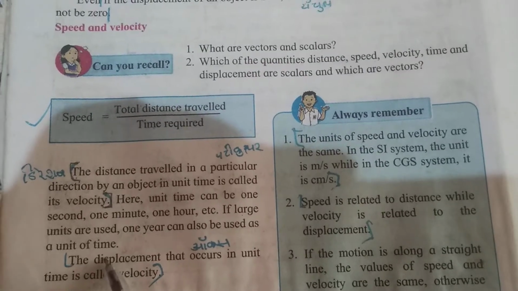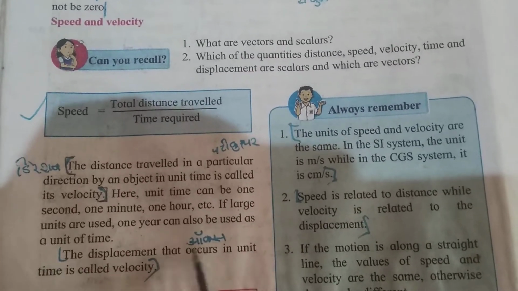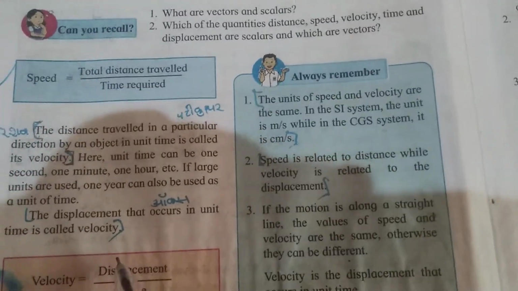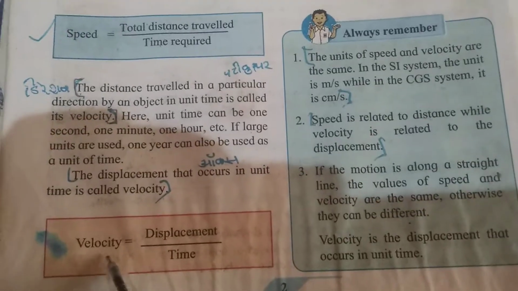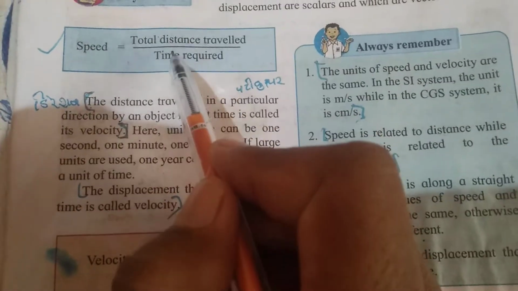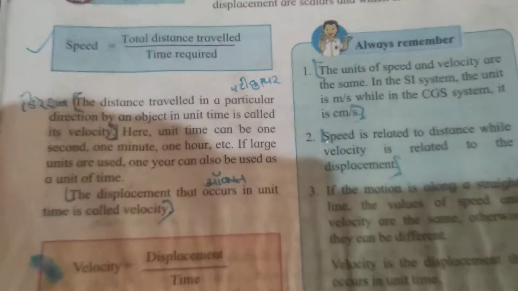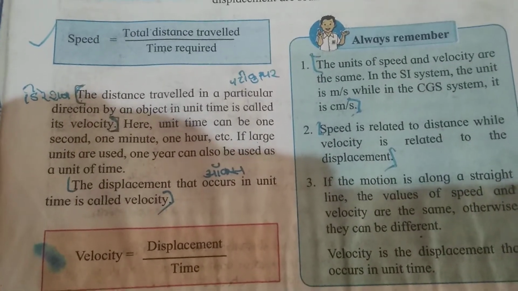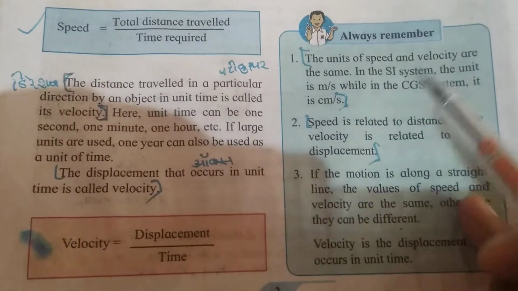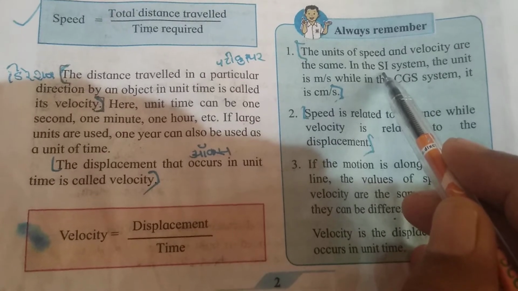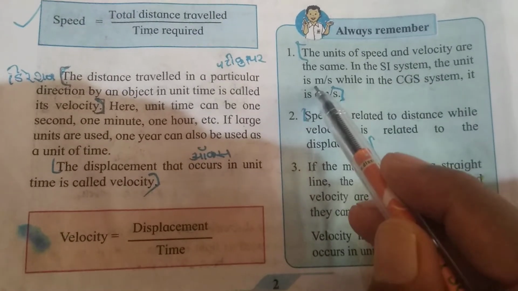Another definition is the displacement that occurs in unit time is called velocity. So the formula of the velocity will be displacement upon time, and the formula of speed is distance upon time. From this we are aware that the units of speed and velocity are the same, and the SI unit of the speed and velocity is meter per second.